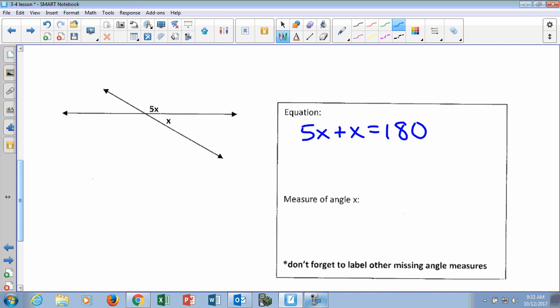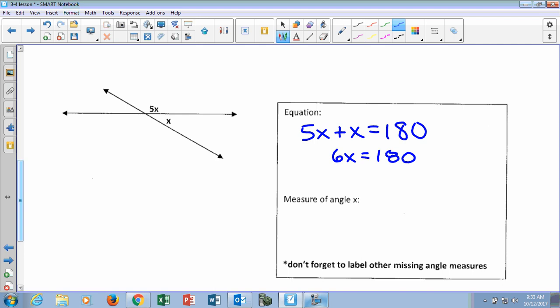Now, if I just write an x, what number is technically in front of the x that we don't write, Joey? 1. But we don't write 1x. We just write x. Any number greater than 1 in front of a variable, we write it. So what's 5x plus x? Zane? 6x. So if I'm trying to solve this, this is 6x equals 180.